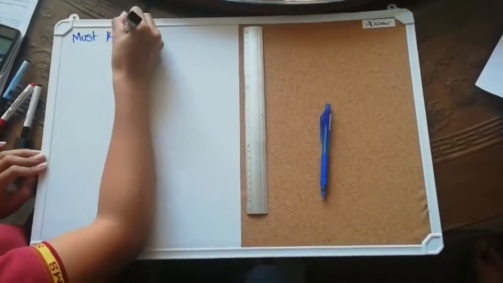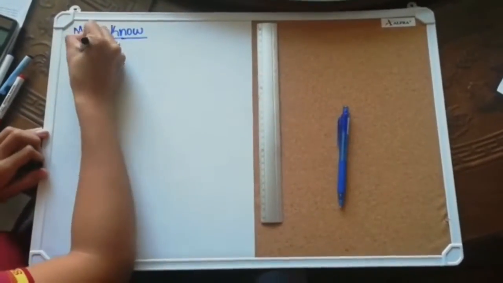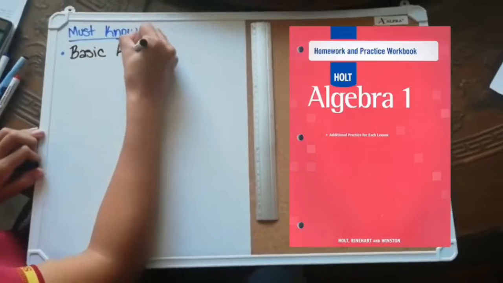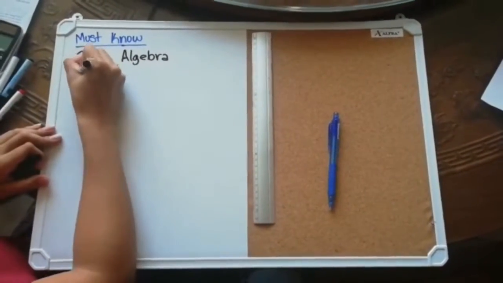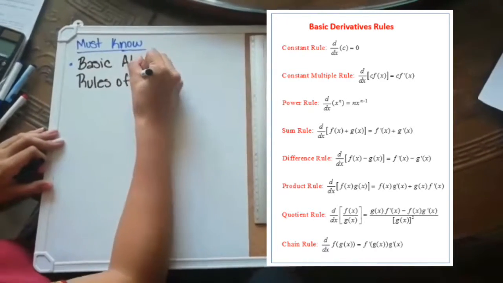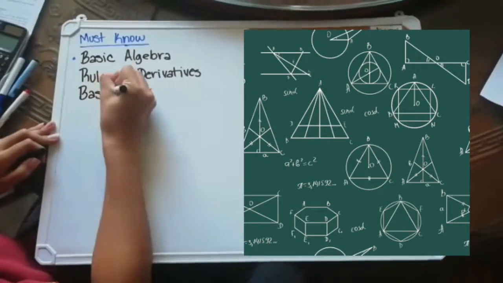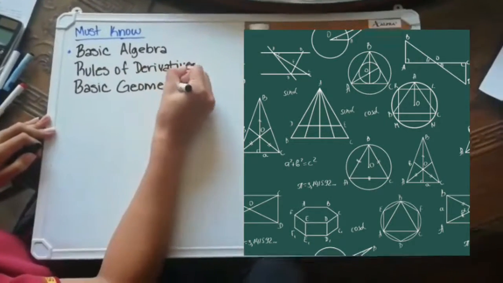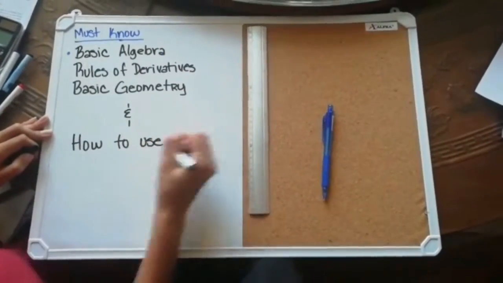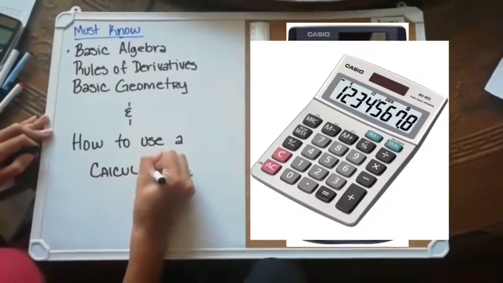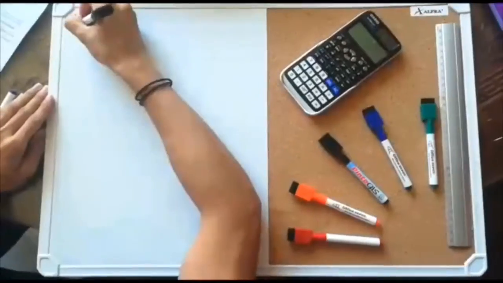Before we begin to solve our beautiful problem, there are some essential things we must know. Starting with basic algebra, we use this every single day of our lives. Rules of derivatives, we can't forget our rules. If we forget them, then we're screwed for the rest of our lives. Following with basic geometry, and last but not least, how to use a calculator. It doesn't matter if it's a modern calculator or a 1960s calculator.